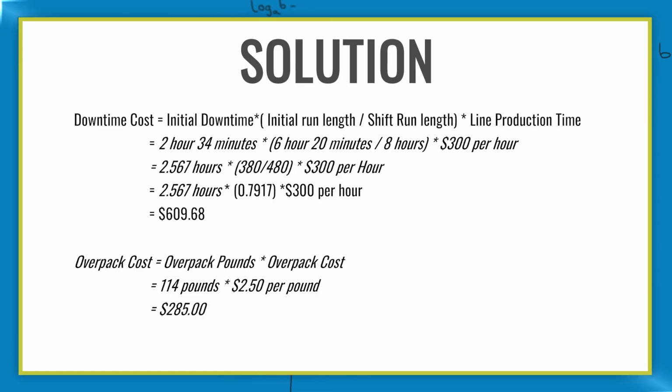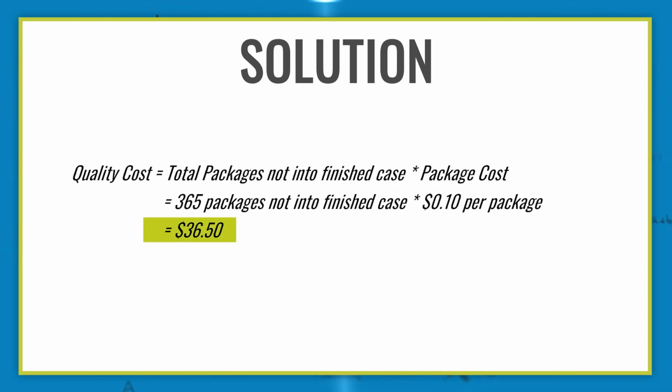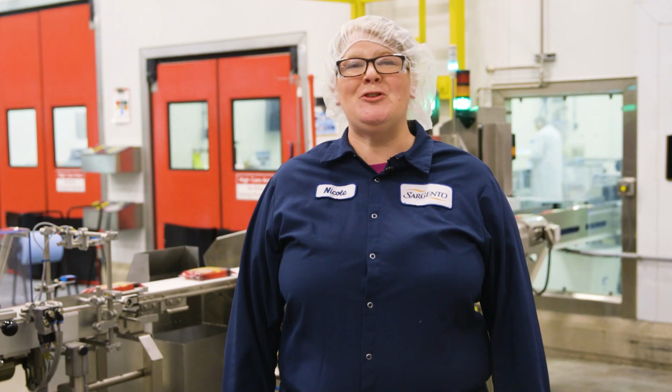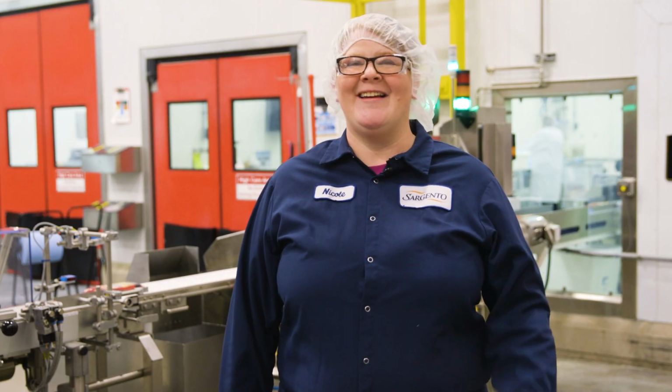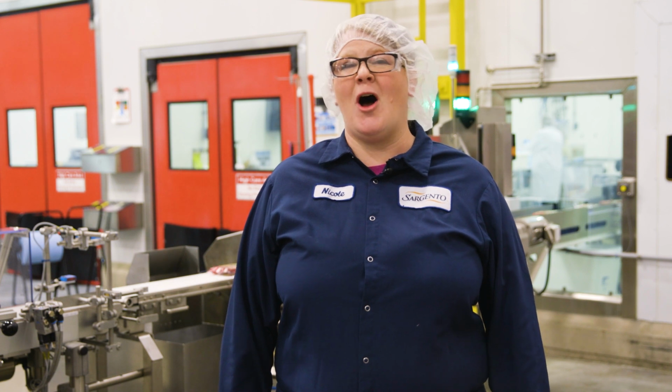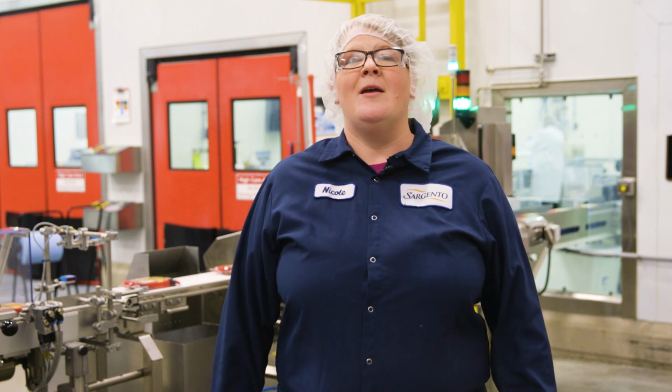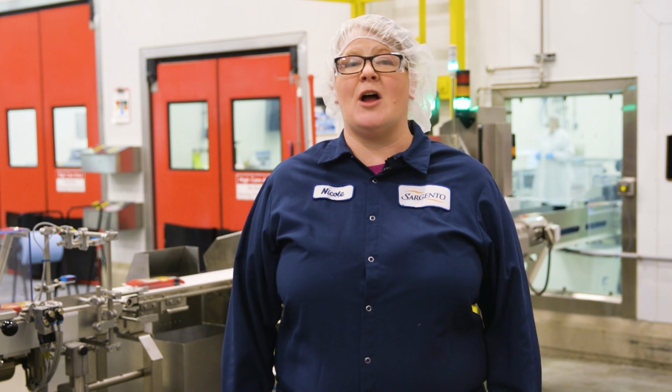Let's break it down. The downtime cost calculated is $609.68, while the overpack cost was $285 and the quality cost was $36.50. Given the cost impacts to the company, which would you want to address to create the biggest impact? If you chose downtime, you did very well. Downtime has a significant cost impact to any company. We try our best to make sure our lines are running.